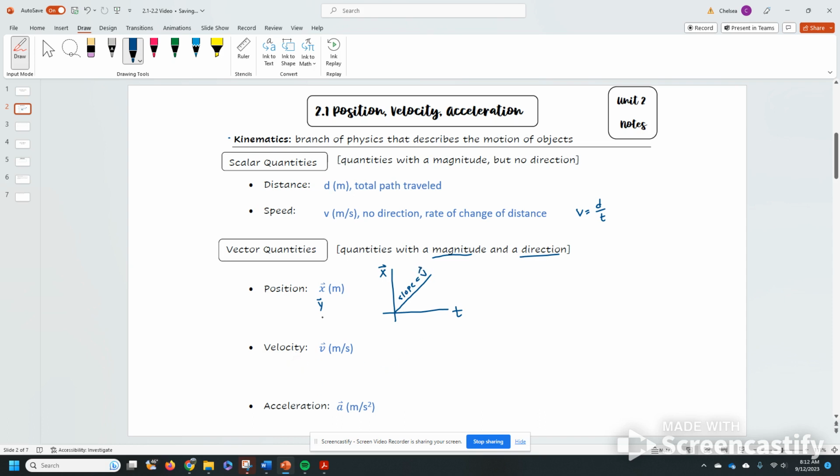Velocity is the rate of change of position. So remember our average velocity equation is change in x over change in time. That's my average velocity. And if we have a graph of velocity versus time, let's say we're increasing our velocity, the slope of this graph will be our acceleration. And the area under the curve is going to be our displacement.